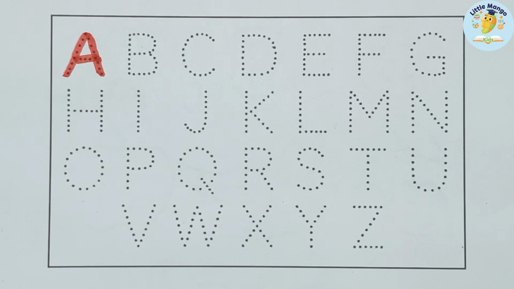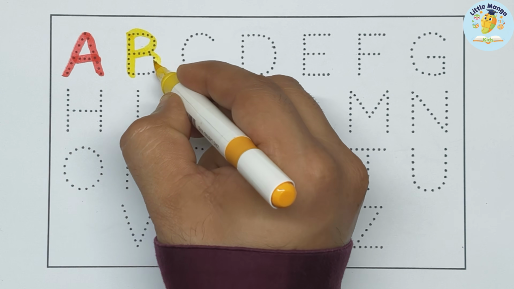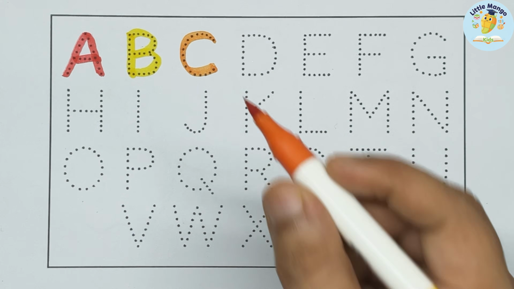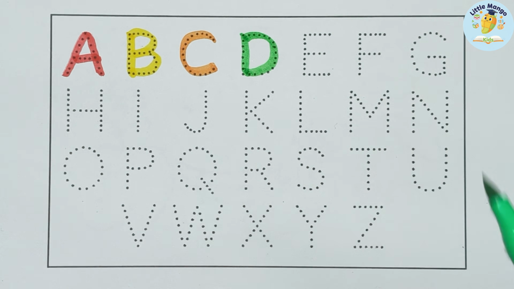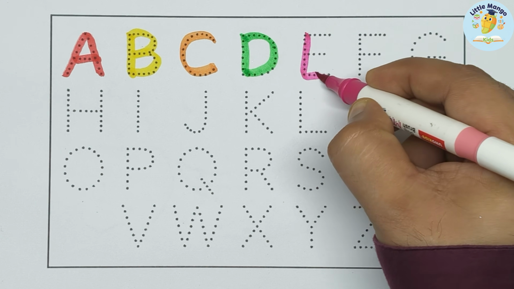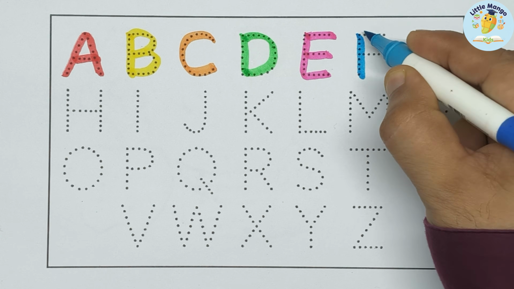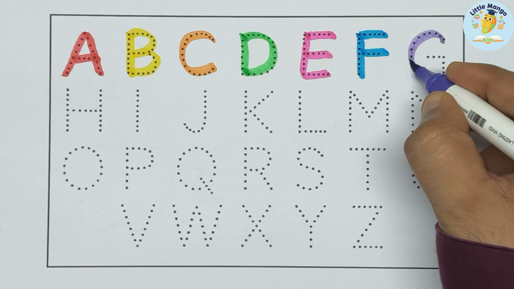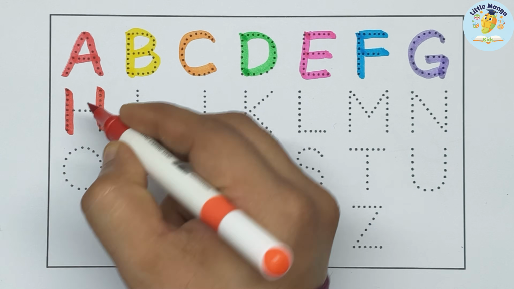A is for apple. B is for banana. C is for cat. D is for dog. E is for elephant. F is for fish. G is for grapes. H is for house.